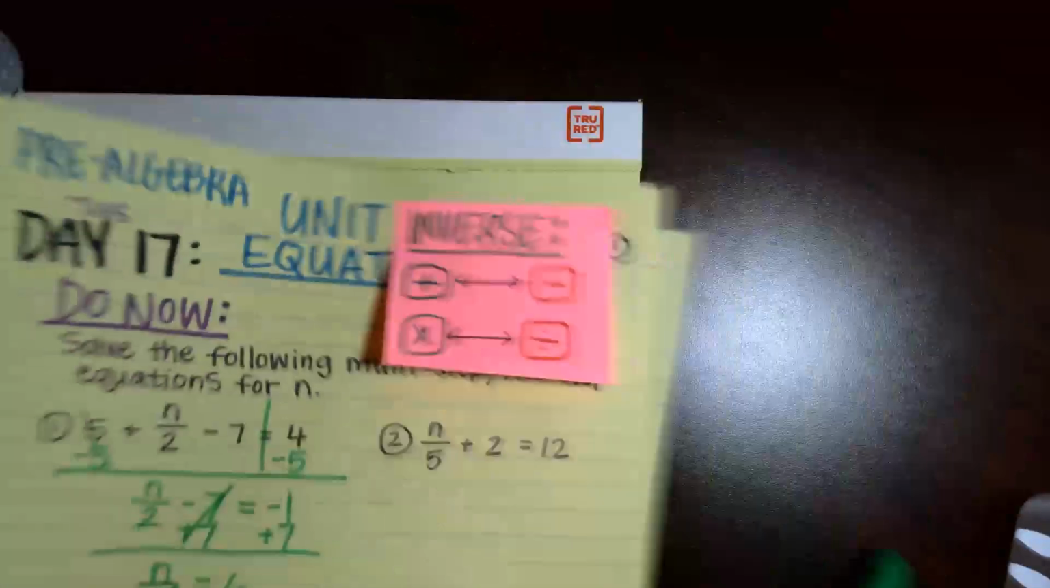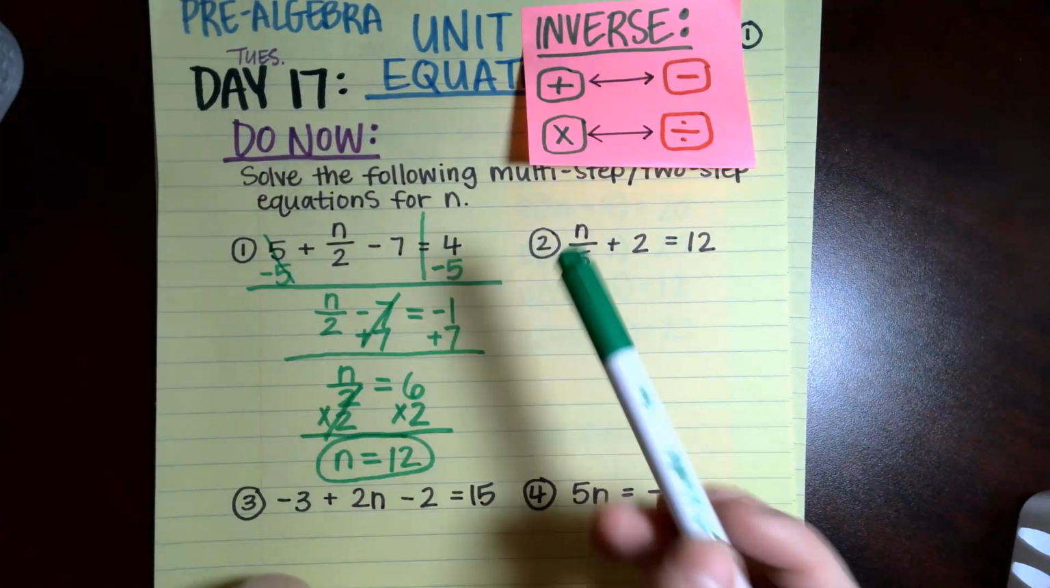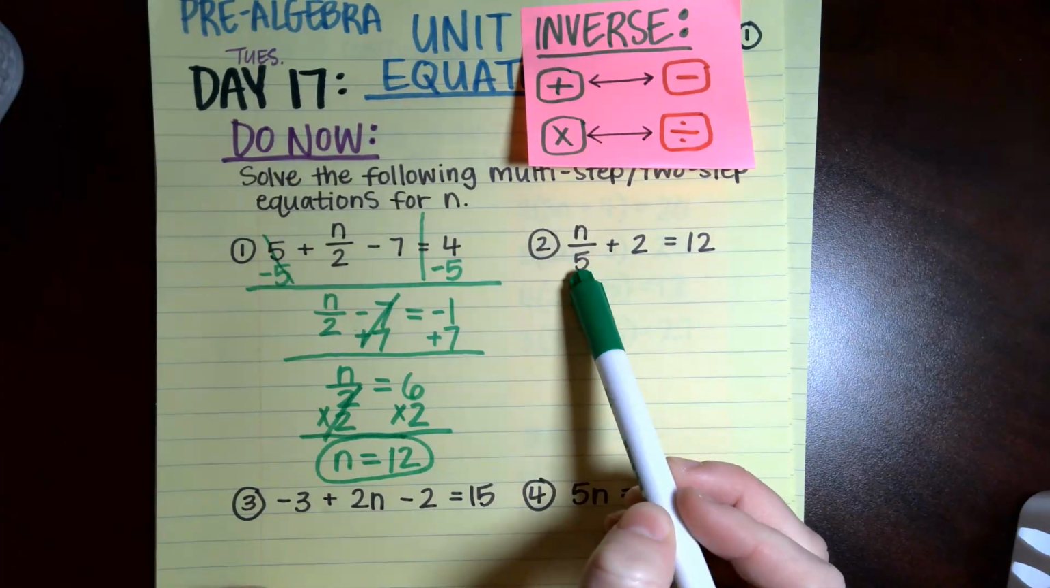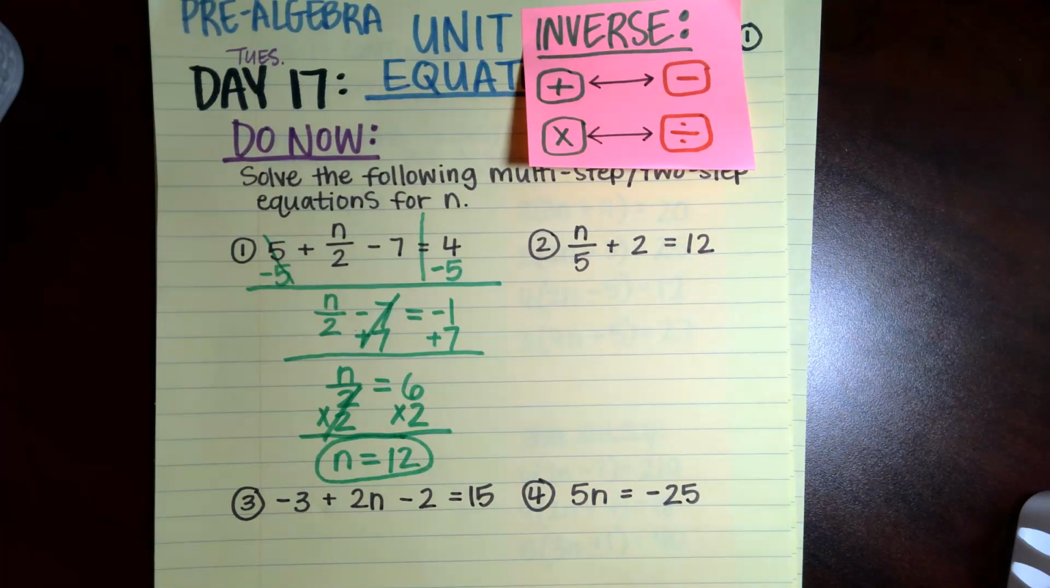All right, guys, let's take a look at number 2 now. We have n divided by 5 plus 2 equals 12. What should I do here?